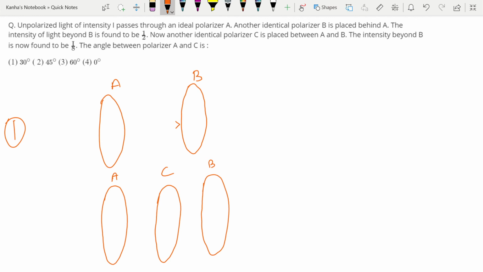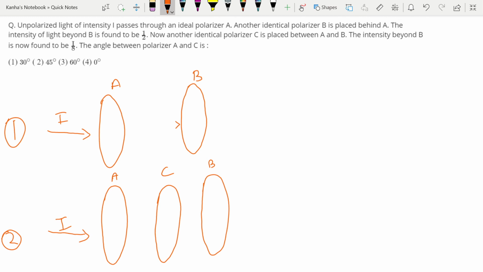Now another identical polarizer C is placed between A and B. The intensity beyond B is now found to be I by 8. You are supposed to find the angle between the polarizers A and C. Let's see what is happening. You are throwing in light of intensity I which is unpolarized.